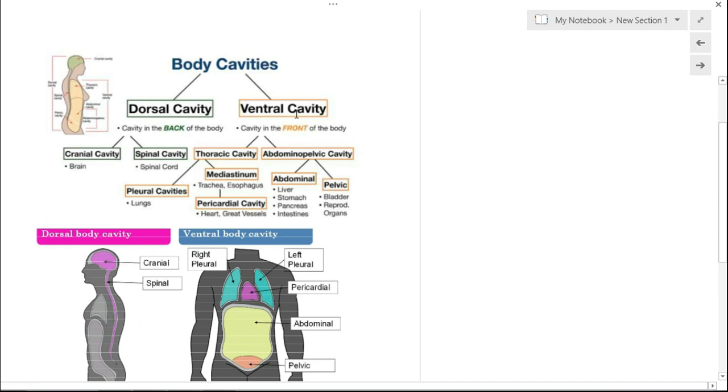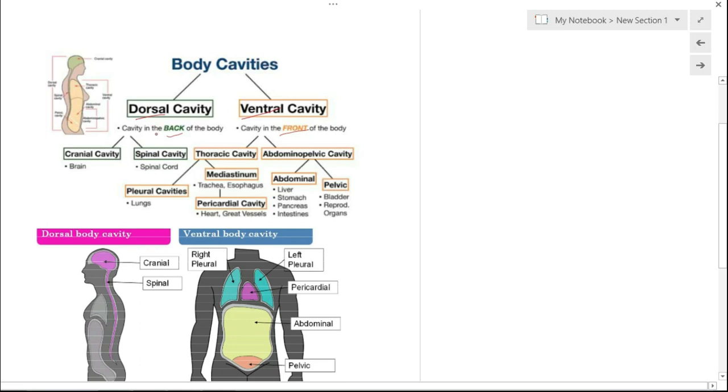Before that, we can study some concepts regarding the body cavities. Mainly in the human body, there are two body cavities. Body cavities are classified into two types: one is dorsal body cavity and another one is ventral body cavity. Ventral means anterior side and dorsal means posterior side. The dorsal cavity is the cavity in the back of the body, that is the posterior side. The ventral cavity is the cavity in the front of the body, that is the anterior side of the human body.